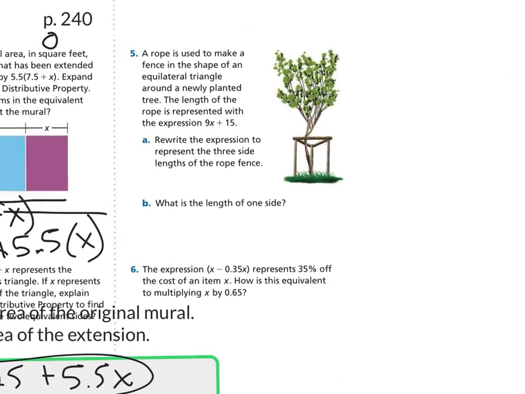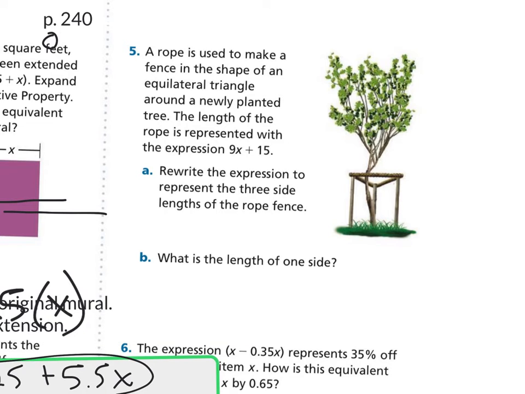So if we look at number 5, a rope is used to make a fence in the shape of an equilateral triangle around a newly planted tree. The length of the rope is represented with the expression 9x plus 15. Rewrite the expression to represent the 3 side lengths of the rope fence. So there's different ways potentially we could do this. One way we could think about it is that on our triangle we have how many sides? 3 sides. This is an equilateral triangle, and we know an equilateral triangle, what do we know about the sides?